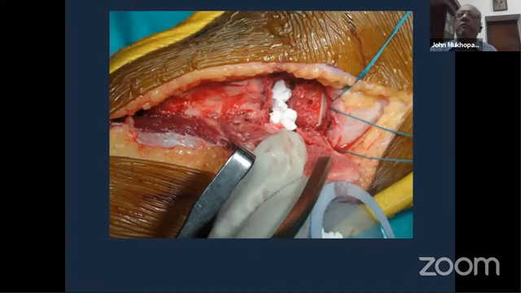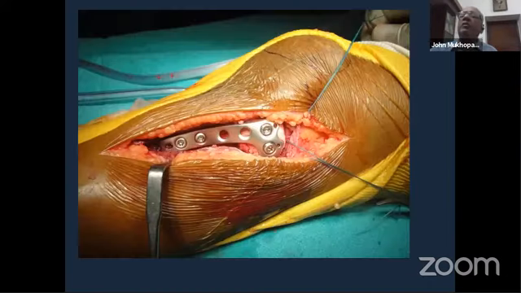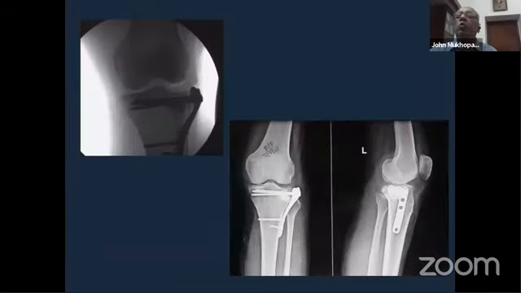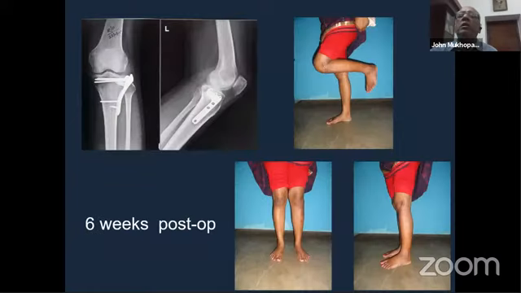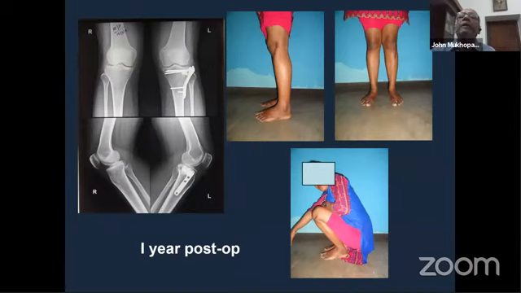Here we use calcium phosphate. And then we close the lateral wall back on and then buttress it and fix it with a plate adequately. So that is the post-op reconstruction. This is her 6 weeks post-op, and this is a year post-op. Again, maintaining a good correction. She's got a full range of motion and no instability at this stage.